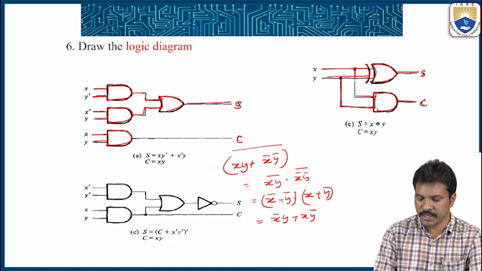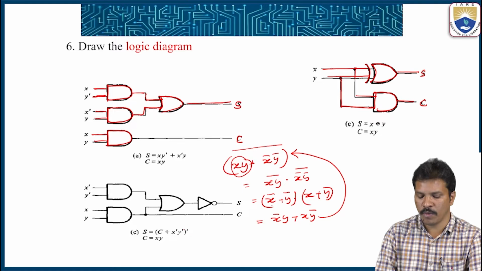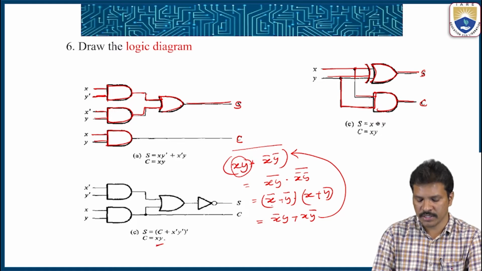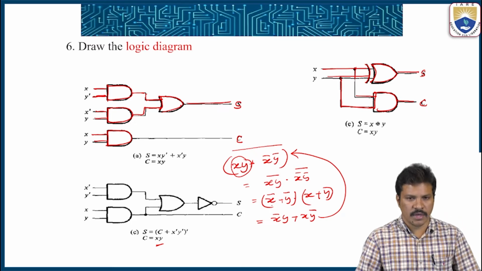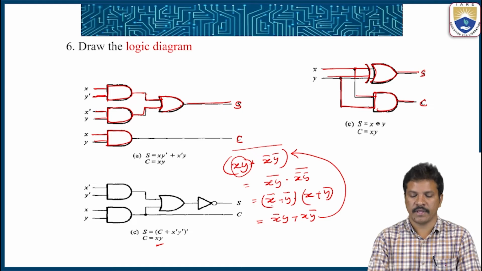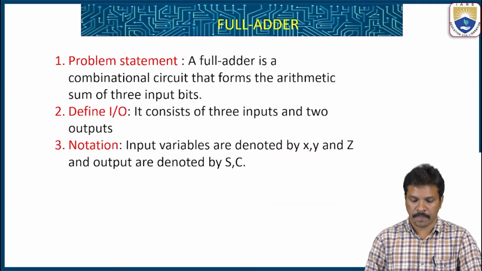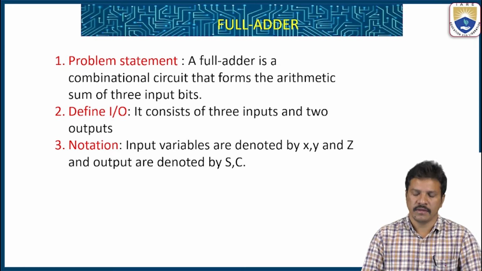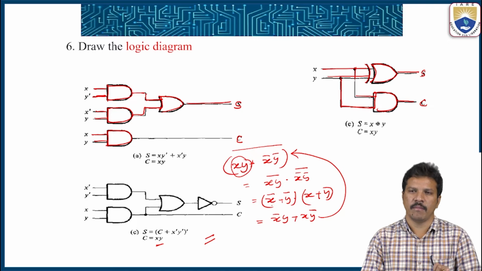But we can utilize this: if you write this equation this way, we can utilize C plus xy bar, whole bar, as the sum. xy is the C, so the same C can be reused. So the same gates are utilized for the sum and carry in this logic gate arrangement. Next, the full adder.